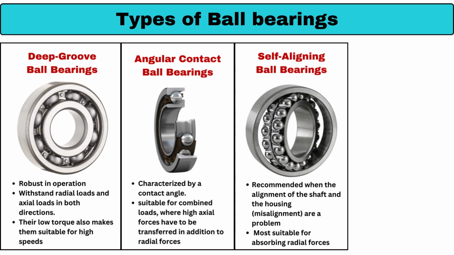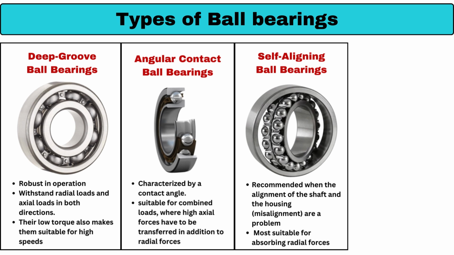Next type is self-aligning ball bearing. The self-aligning ball bearing is recommended where there is misalignment between the shaft and the housing. So if there is a misalignment issue, then we can use the self-aligning ball bearing. Self-aligning ball bearings are more suitable from the radial load point of view, so it can sustain the radial load.